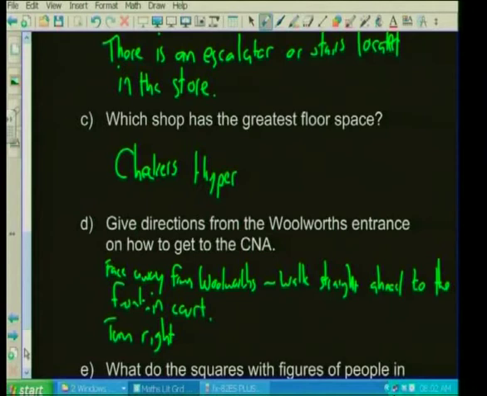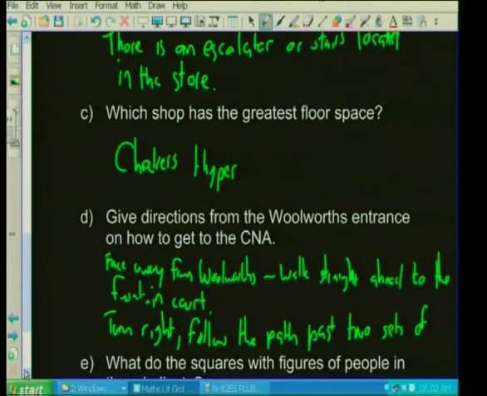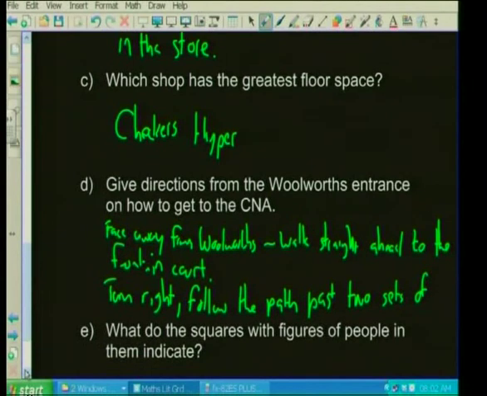All right, so turn right, follow the path past 2 sets of escalators.